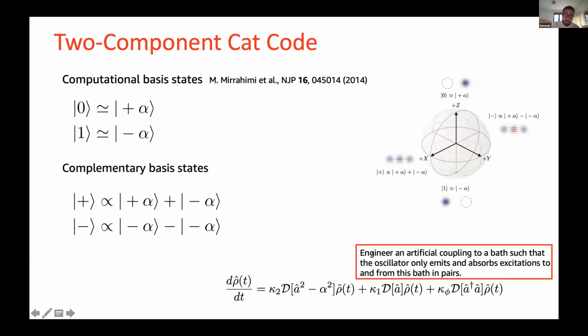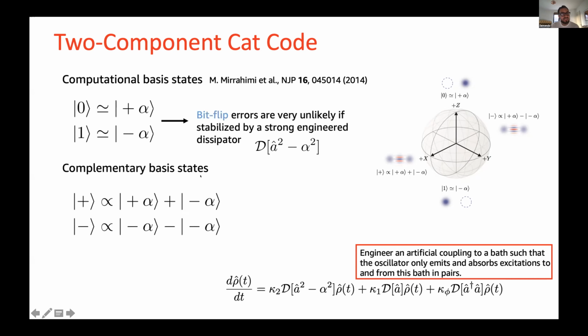And then the idea is that we can try to engineer this artificial coupling to a bath such that the oscillator only emits and absorbs excitations to and from this bath in pairs. And then we can hope that there will be some stabilization, some protection of the quantum information here.